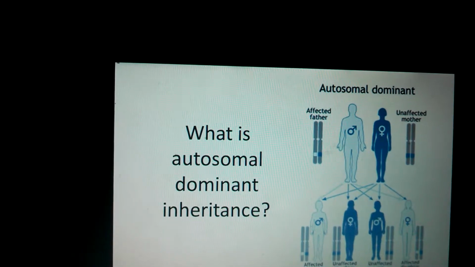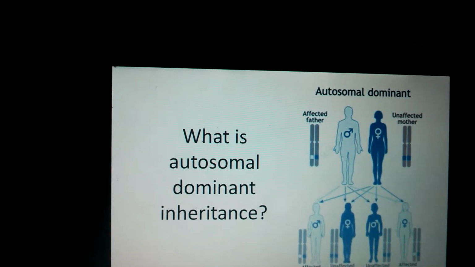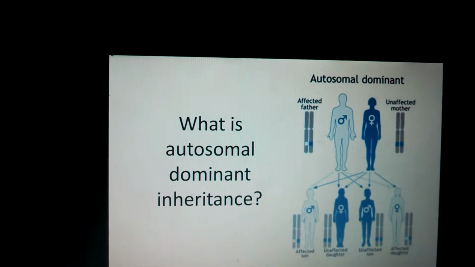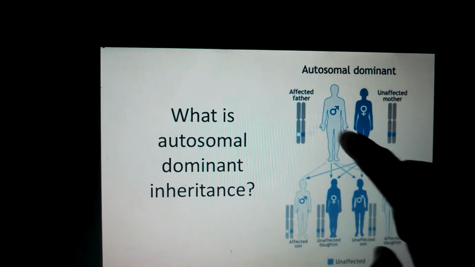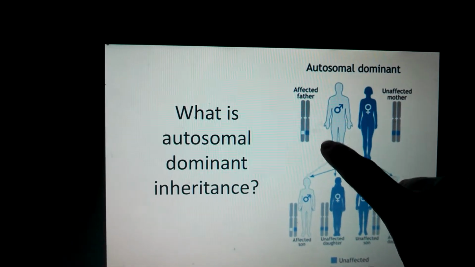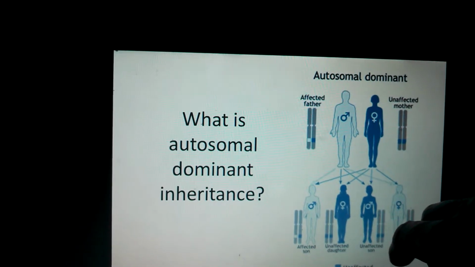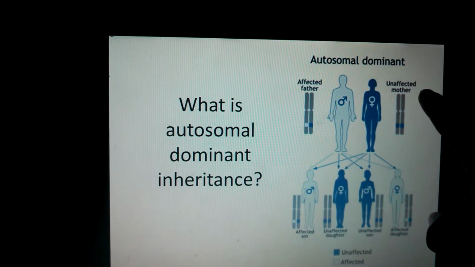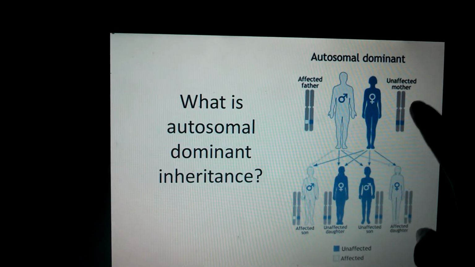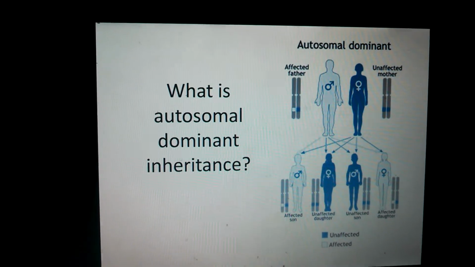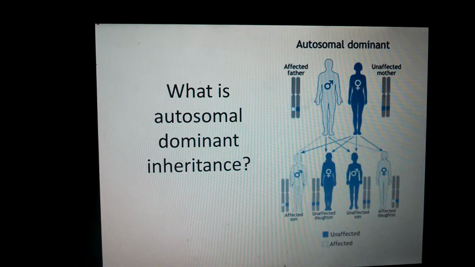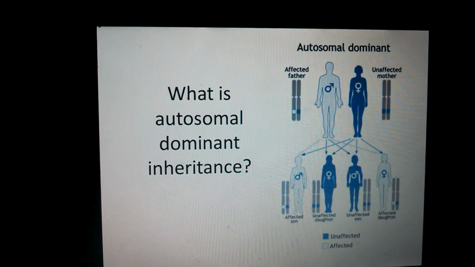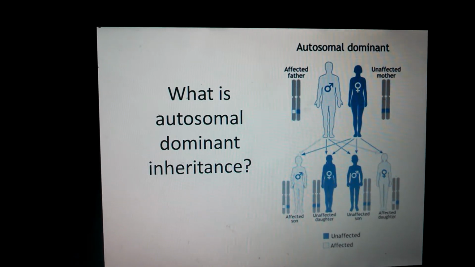What is autosomal dominant inheritance? You can see that the affected father has dominant traits and the unaffected mother has traits, and those traits go out to the children, and the children are affected or unaffected depending on what dominant genes they get.